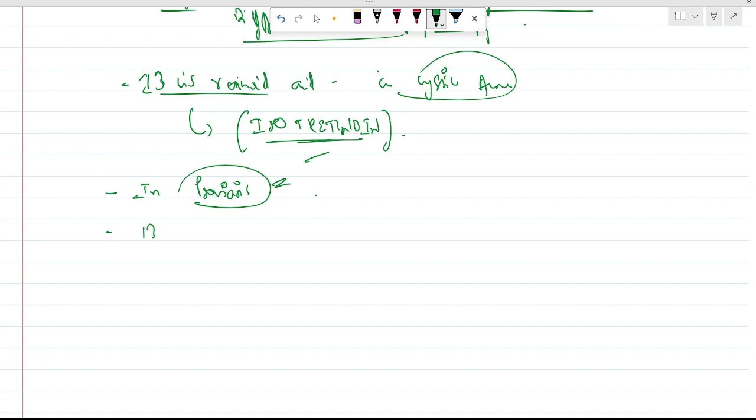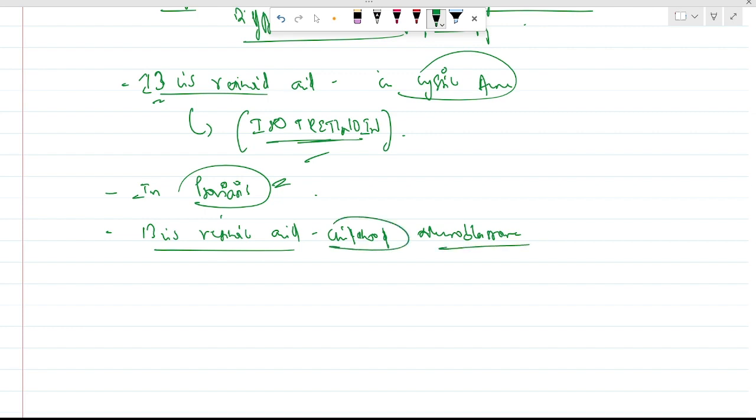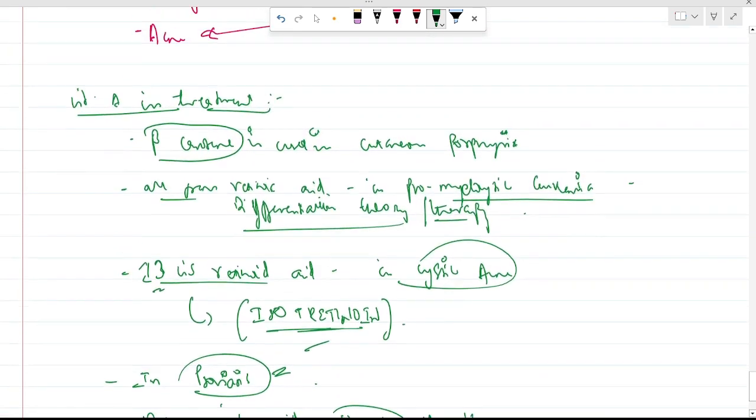Next is 13-cis retinoic acid. This 13-cis retinoic acid is also used in childhood neuroblastoma. Childhood neuroblastoma. Then we've seen this vitamin A treatment.